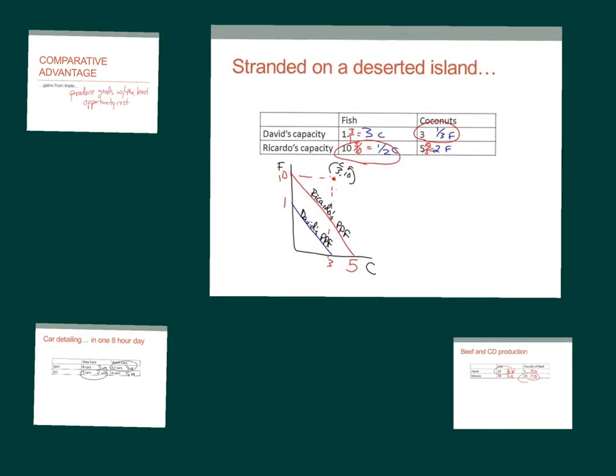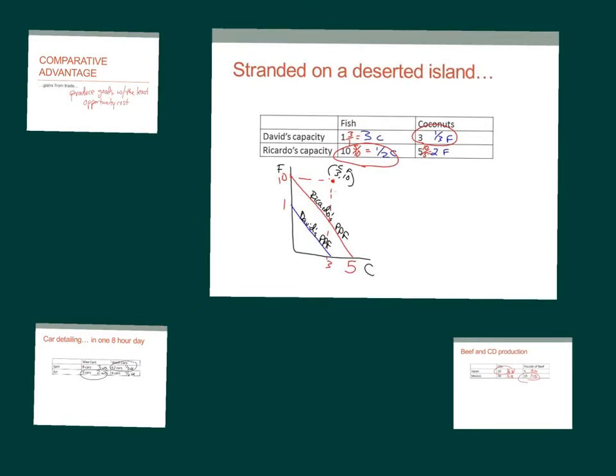We used 3 examples, and the first example was David and Ricardo, who were stranded on a deserted island. You can see here, for every 1 fish that David caught, he could have gotten 3 coconuts, so his opportunity cost was 3. For every 10 fish that Ricardo caught, he could have harvested 5 coconuts, and so his opportunity cost was a half a coconut. In that situation, you get to a place where Ricardo has a lower opportunity cost, so he needs to fish, and David needs to collect coconuts.